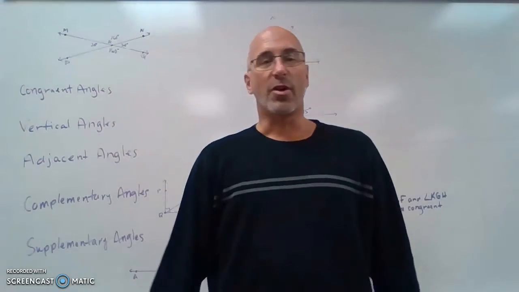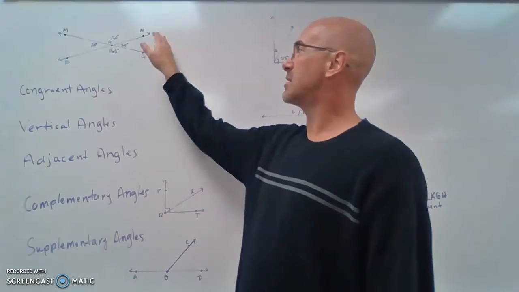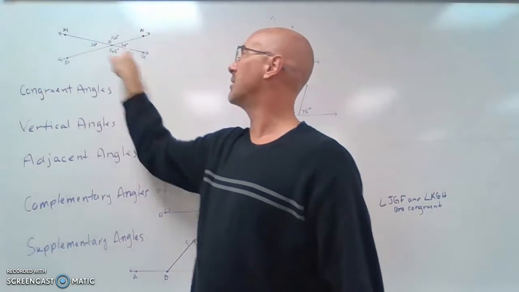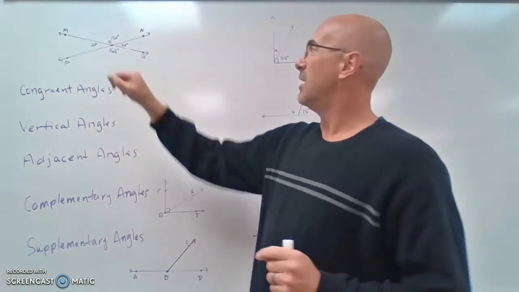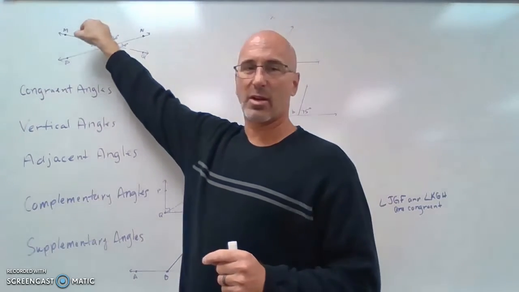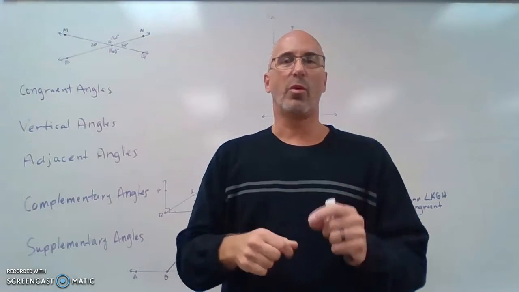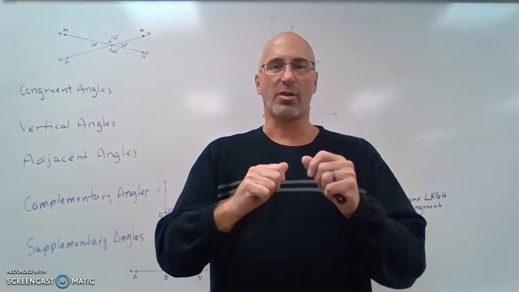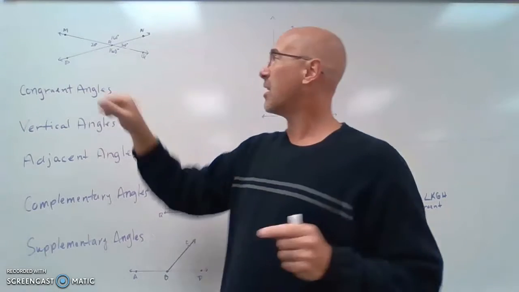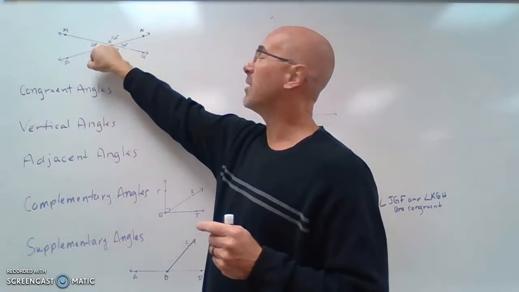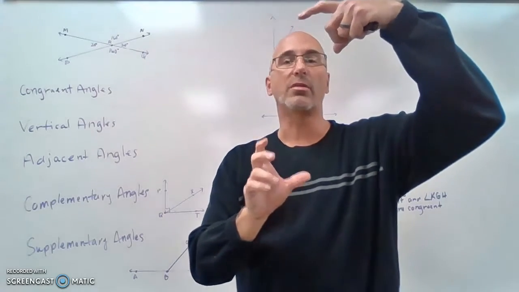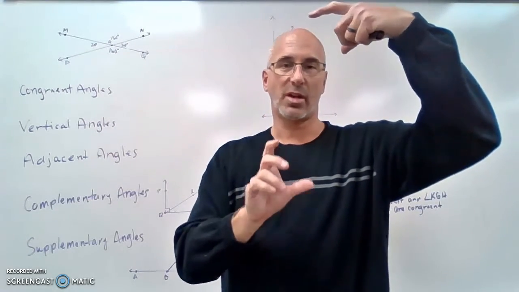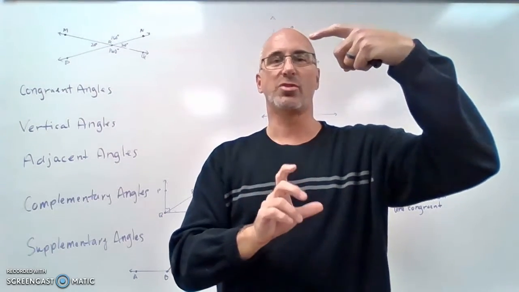The next one are vertical angles. We can see when we drew these two lines and they intersected at a point, the angles that are directly across from each other, those are called vertical angles. They share a common vertex, and they're right across. And vertical angles are always congruent. That means their measures are equal.